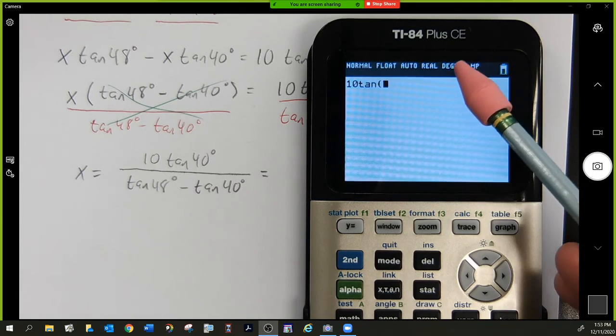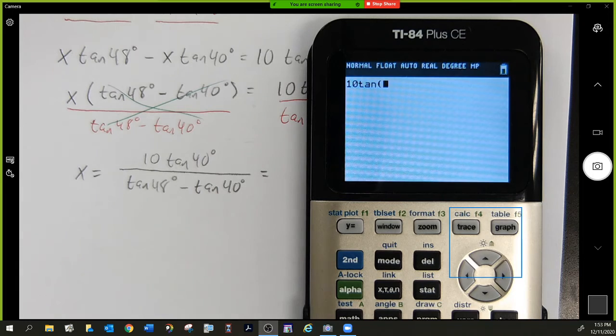First of all, make sure you're in degree mode. 10 tangent 40. Close your parentheses, otherwise it thinks you're still typing inside the argument of the tangent. I'm going to hit divide by. I now need to tell the calculator that there's going to be multiple objects in the denominator.